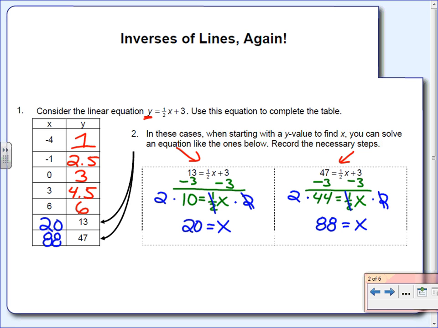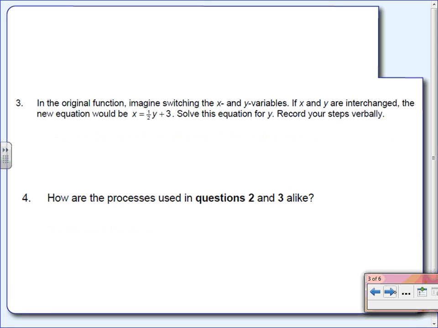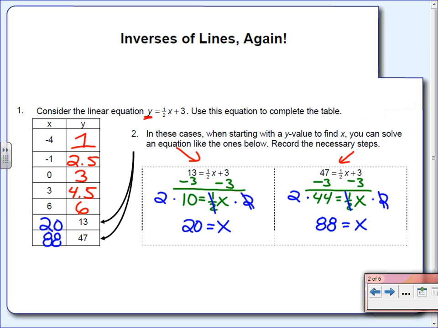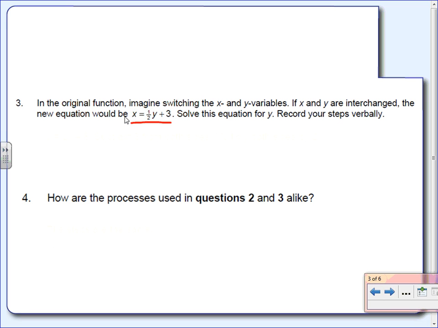All right, we've got the table filled out. Let's move on here. Number 3 says, in the original function, imagine if we were to switch the x and the y variables. If x and y are interchanged, the new equation would be x is equal to 1/2 y plus 3. They want us to solve this equation for y. So let me show you what they did there. Here's the equation that we started with, right there. What they did was they took this equation, took the y and the x, and had those two trade places, which is how we came up with this new equation here.